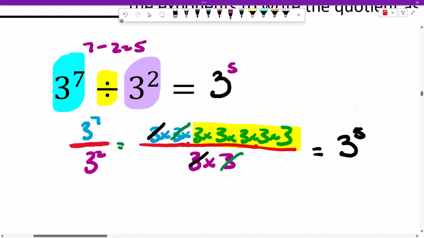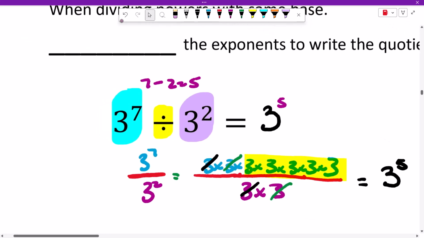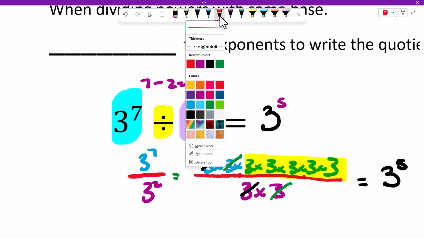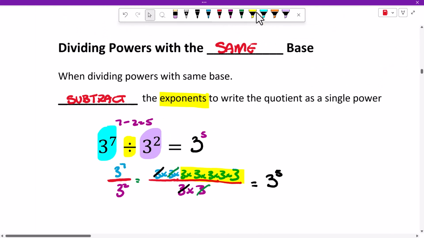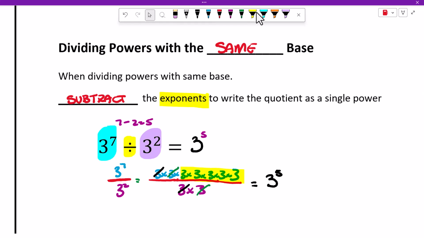So the rule is when you're dividing, you subtract the exponents. Okay? Multiplying we add, dividing we subtract. Which sort of makes sense. Multiplying and dividing are opposites of each other, so the rules should be opposites of each other.